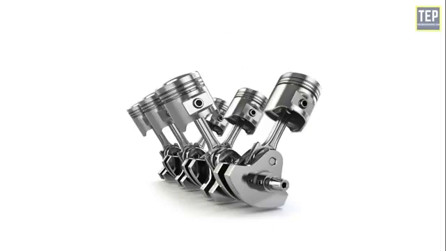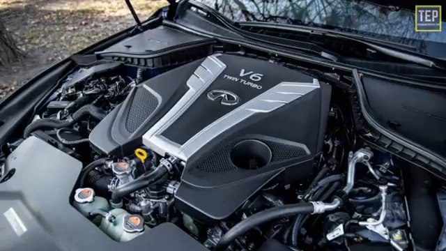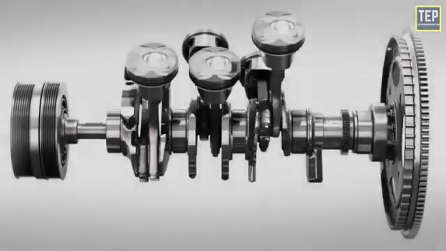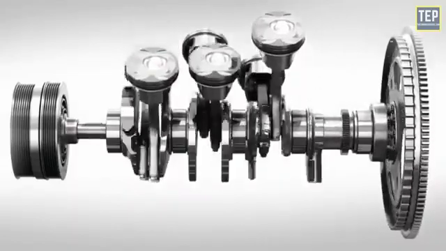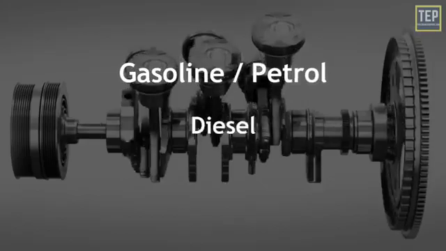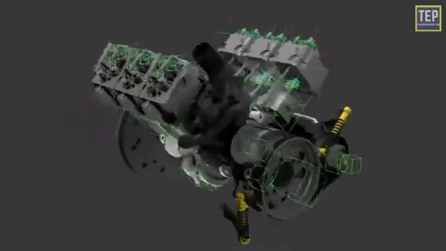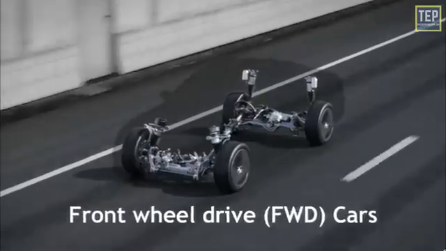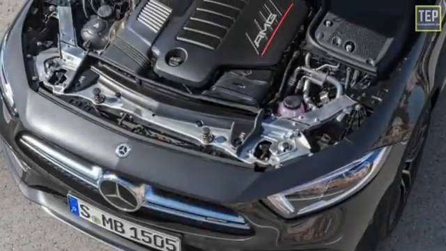A V6 engine consists of 6 cylinders, with 3 cylinders on each bank. In most engines, the 2 banks are at a right angle, 90 degrees, or less to each other. It is the second most common engine design in modern cars, after the inline 4. It can be powered by different types of fuels, including gasoline, diesel, and natural gas. The V6 is a very compact engine design, and is well suited to the popular transverse engine front-wheel drive cars.